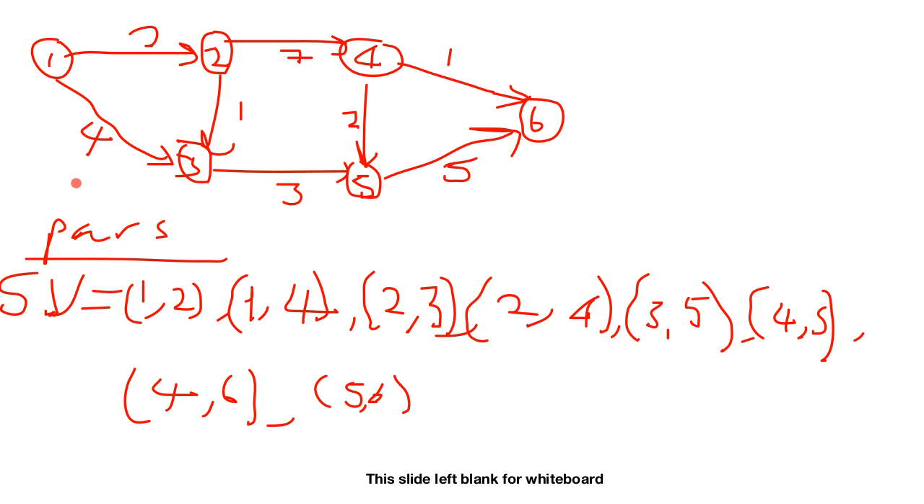Then for this case, we look at now the distance. Already this one is given as 0.